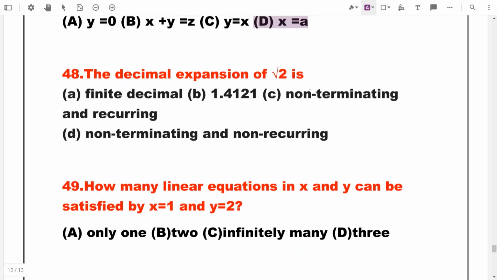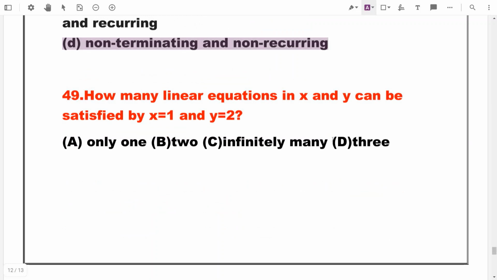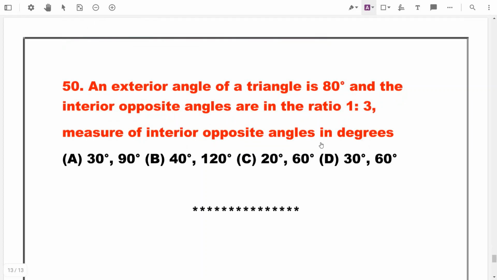48th question, the decimal expansion of root 2 is, options: finite decimal, 1.4121, non-terminating and recurring, non-terminating and non-recurring. Answer D, non-terminating and non-recurring. How many linear equations in x and y can be satisfied by x is equal to 1 and y is equal to 2? Options are only 1, 2, infinitely many, 3. Answer C, infinitely many. Last question, 50th one.